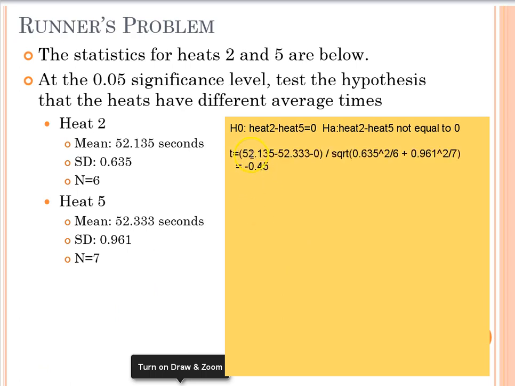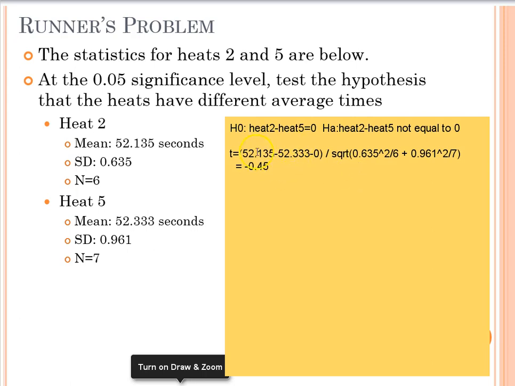We can calculate the t-score then by looking at our sample difference. So I put the average for heat 2 first, and then the average for heat 5 second to be consistent with my hypothesis. And then I subtract off 0 because 0 is our hypothesized value, or our hypothesized difference. We divide by the standard error then of the sampling differences.